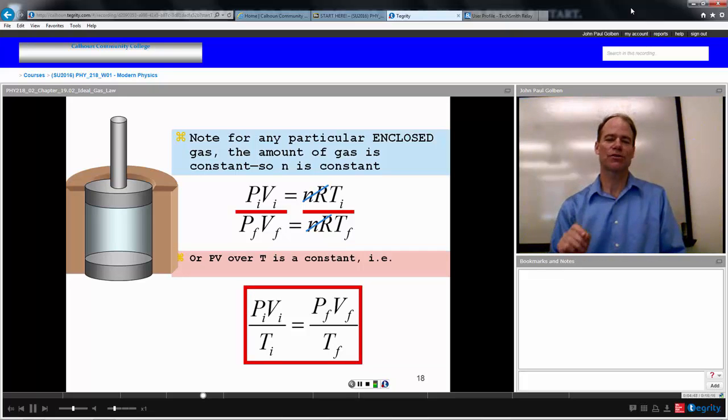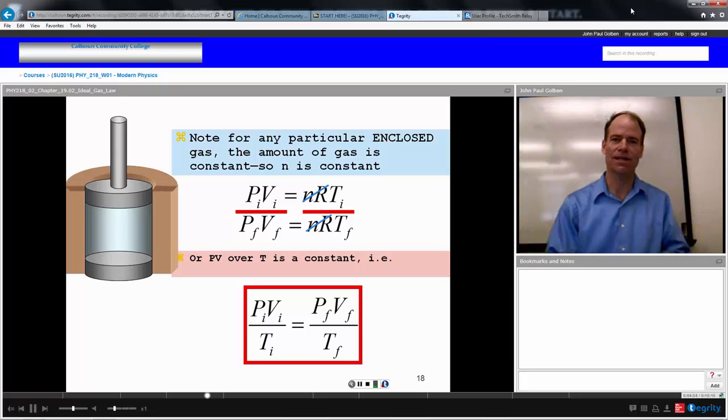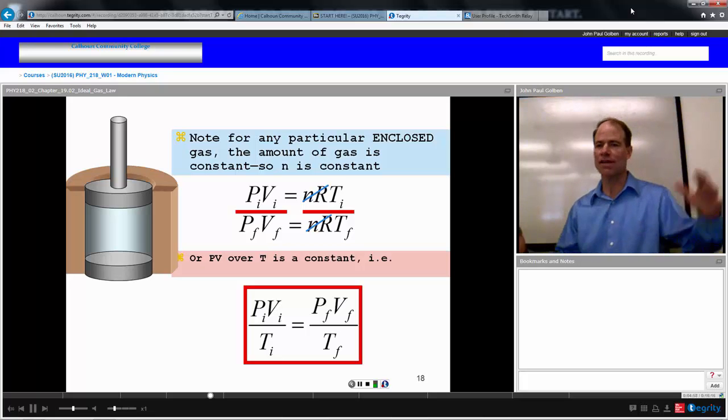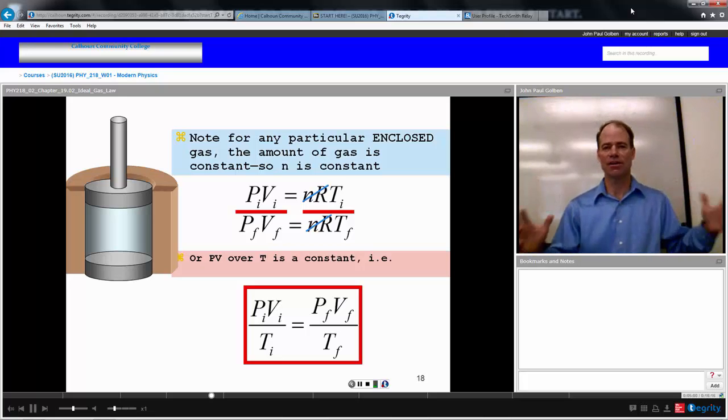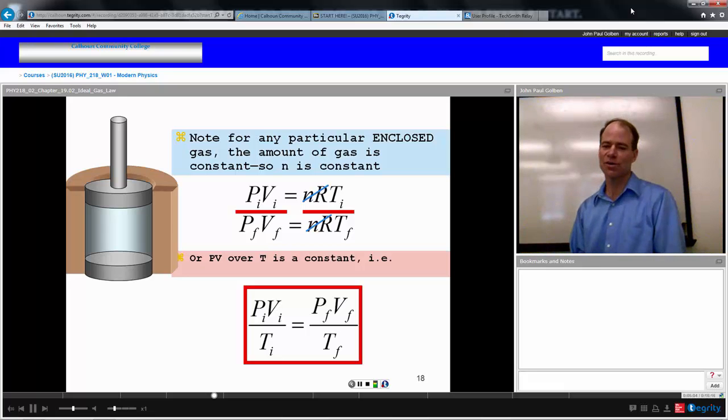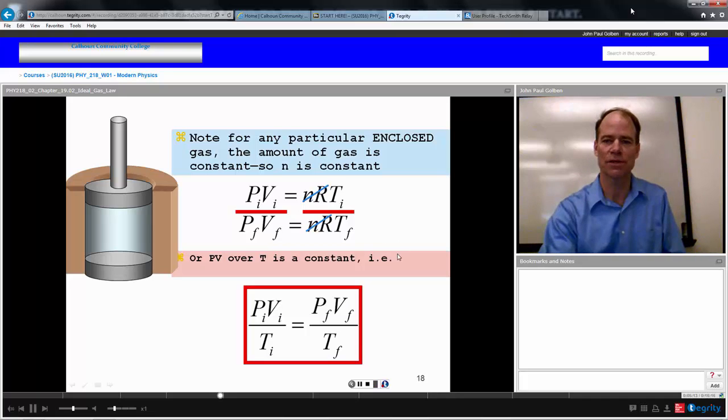This is only true if the number of moles of the gas doesn't change, which is probably true in about 95 to 99% of the problems you might look at. You're going to have an enclosed gas, and you're not going to change the amount of the gas that you have inside. So this is a very useful relationship, this PV over T equals a constant. You can use it very simply on quite a few ideal gas problems, and this would be very important for you to have.